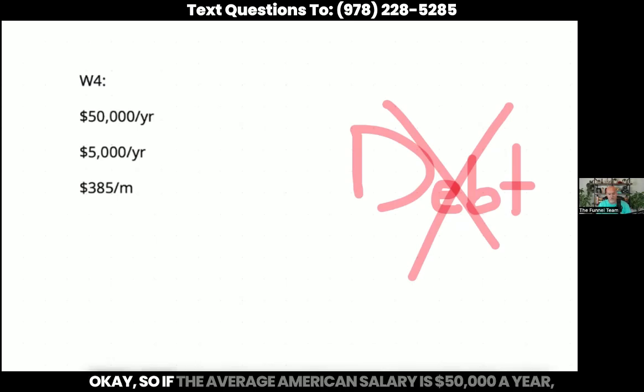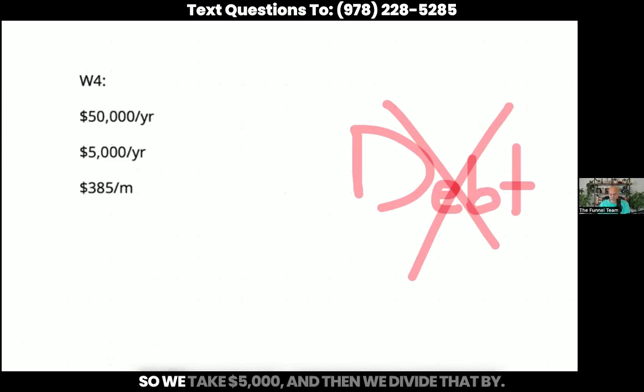Okay. So if the average American salary is $50,000 a year, 10% of that would be about a $5,000 per year raise. Let me make sure the font is all the same size. There we go. So that would be about a $5,000 raise per year. Now let's break that down to how much you would be getting per week. Again, these are all just basic averages, okay?